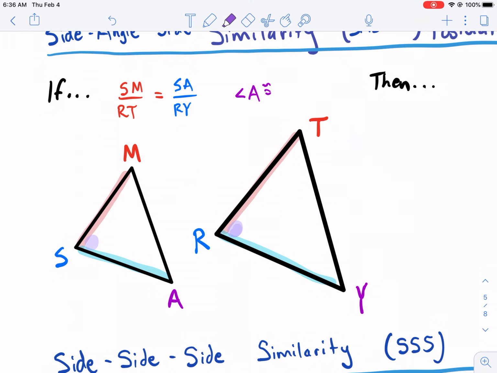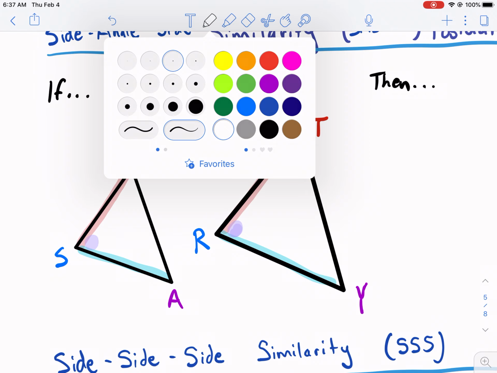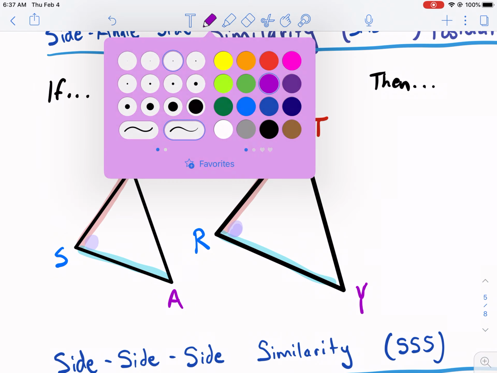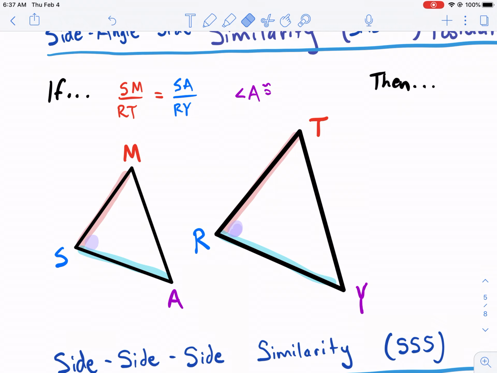So angle, hold on a second, SM, RT, SA, aha, perfect. So there's a mistake. Get your white out, okay, if you want to. I can erase, but I don't think those with the notes can. Get your white out. It's not angle A that's going to be the one. It's going to be angle S.